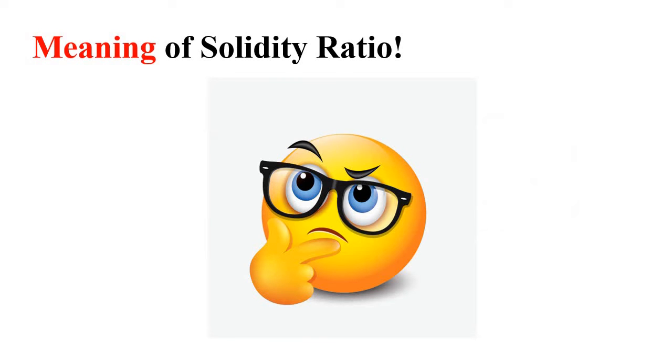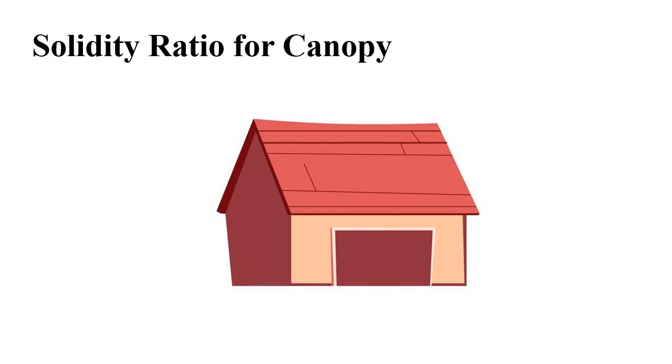Okay, so at the very first, what is the meaning of solidity ratio? To discuss the meaning of solidity ratio and how to calculate it, we will consider two types of structure. The very first is the canopy structure. In the case of a canopy structure, the solidity ratio is simply the ratio of obstructed area divided by the total or gross area. Let me clarify.